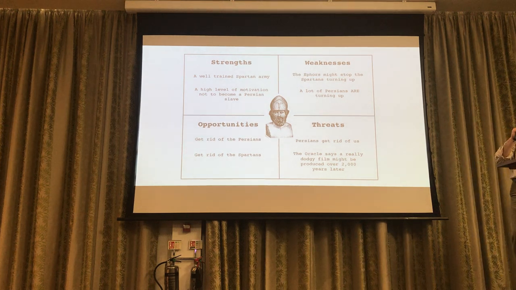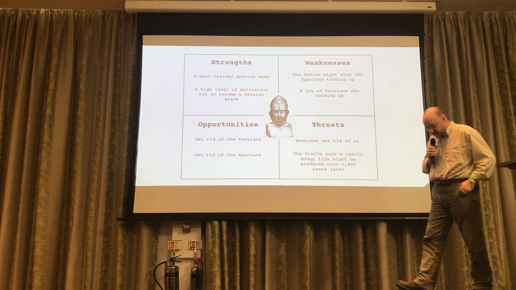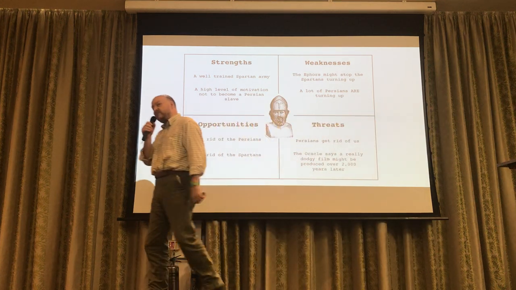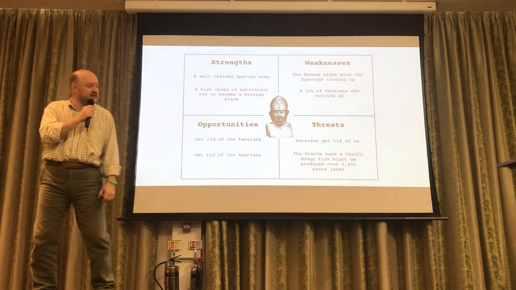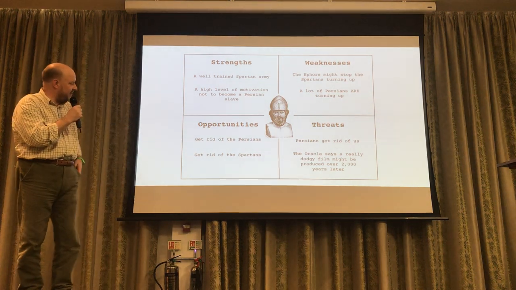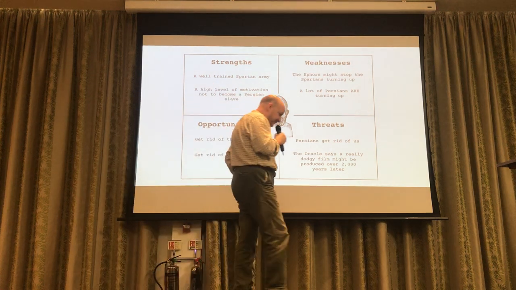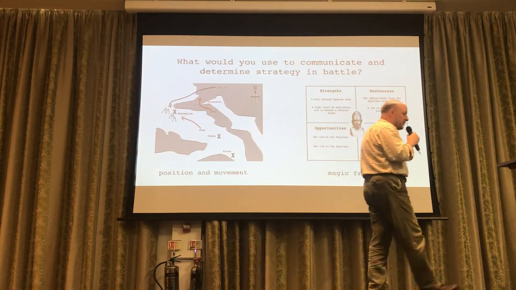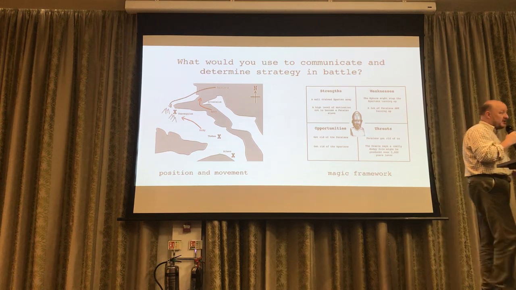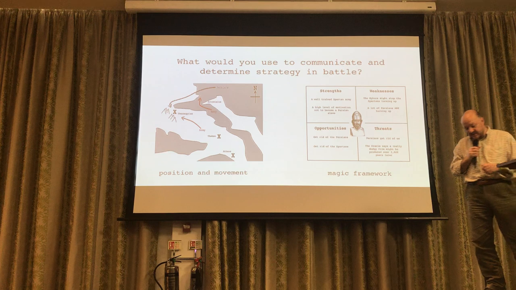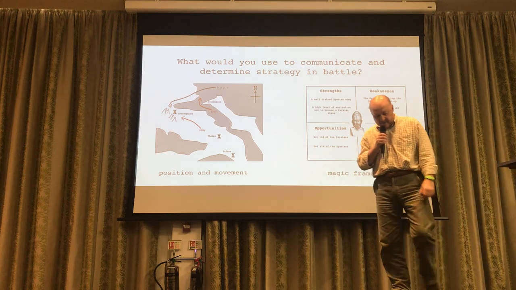Strengths, a well-trained, smart army, a high level of motivation not to become a Persian slave. Weaknesses, the Ephors might stop these Spartans turning up, a truckload of Persians are turning up. Opportunities, get rid of the Persians, get rid of the Spartans, we're actually Athenian, we hate the Spartans. And the threats, the Persians get rid of us, and the Oracle says a really dodgy film might be produced a few thousand years later. So what would you use to communicate determined strategy in battle? Position and movement, described by a map, or some sort of magic framework like a SWOT diagram.